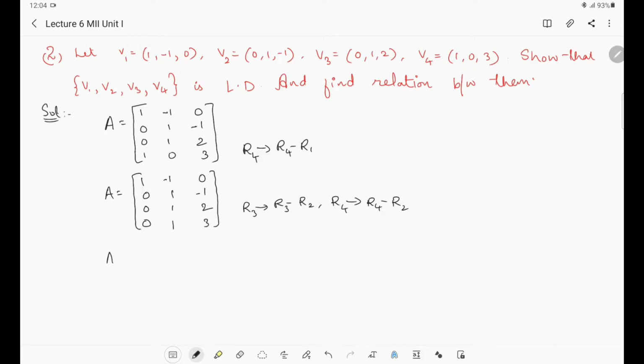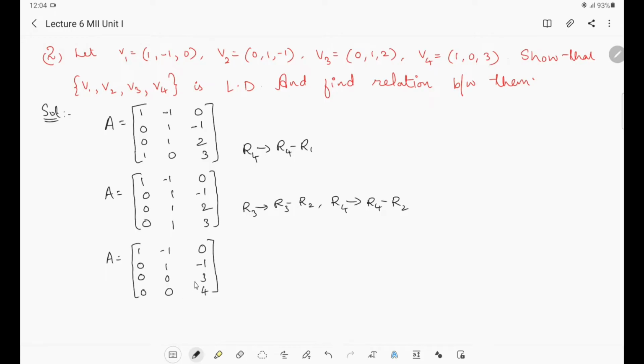Then this matrix A will become, first 2 rows will be as it is because we are not touching the first 2 rows, 0 1 minus 1. Then this will become 0, 1 minus 1 will become 0, 2 minus of minus 1 will become 3. Then last row, this will become already 0, then 1 minus 1 0, then 3 minus of minus 1 will become 4, right?